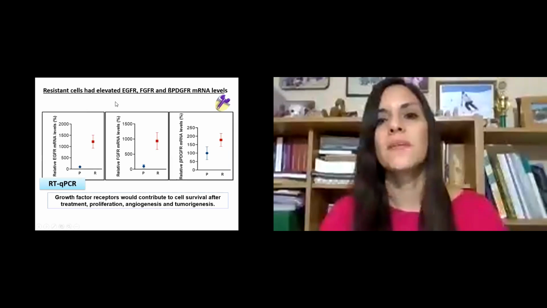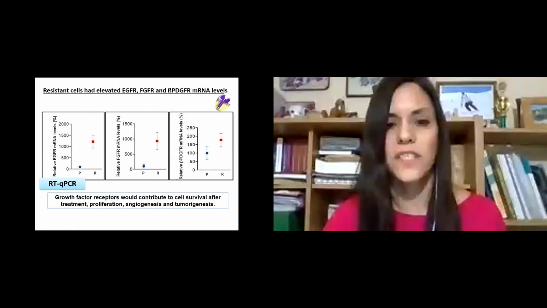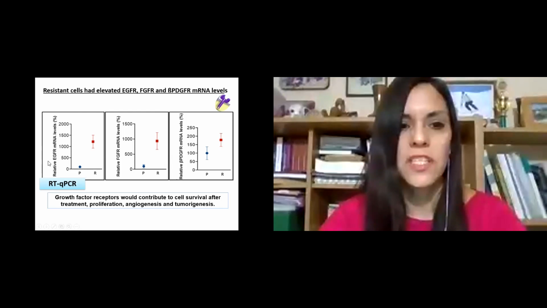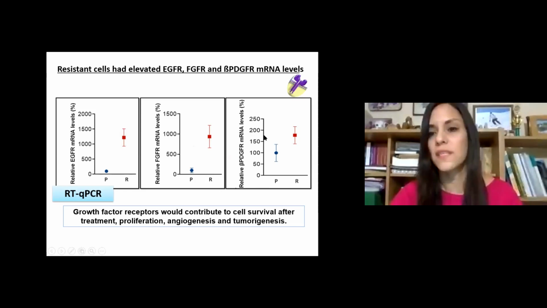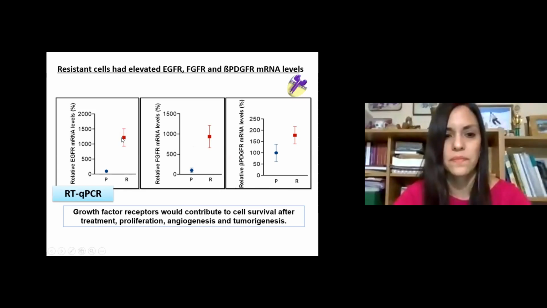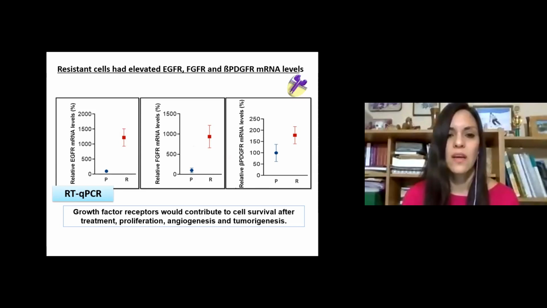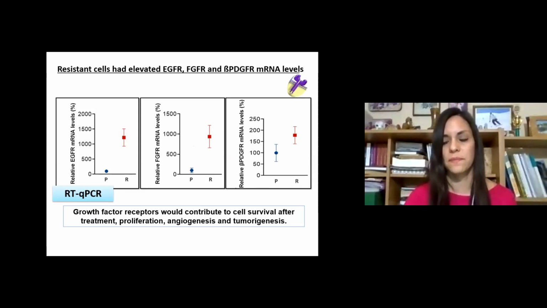And when we measured the messenger RNA levels of different growth factor receptors, EGFR, FGFR, and PDGFR, we saw that resistant cells have an overexpression of these. Growth factor receptors will contribute to cell survival after treatment, proliferation, angiogenesis, and tumorigenesis.